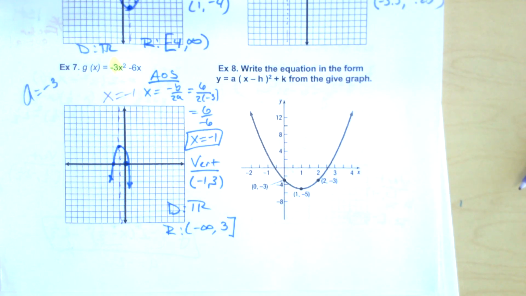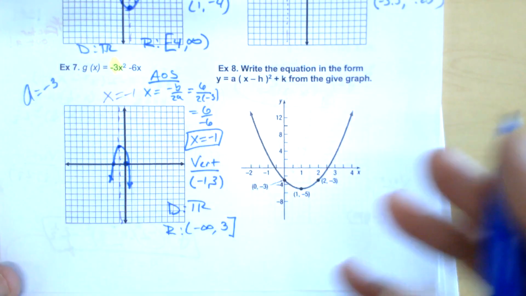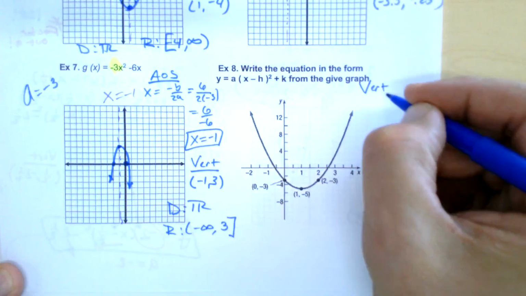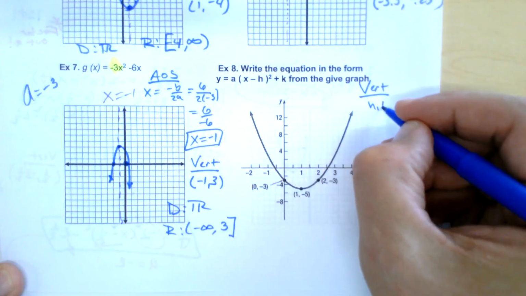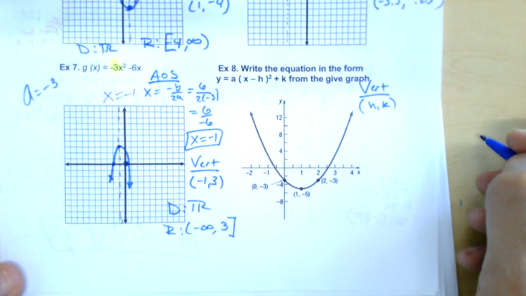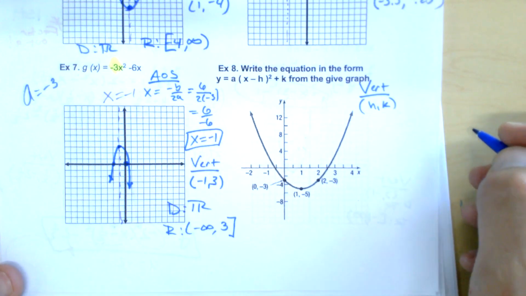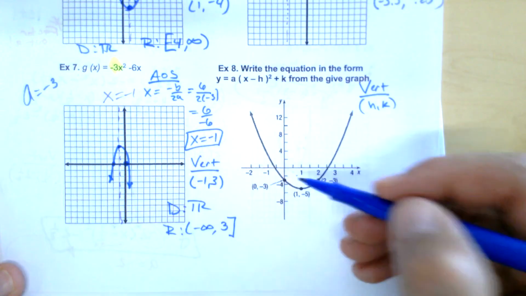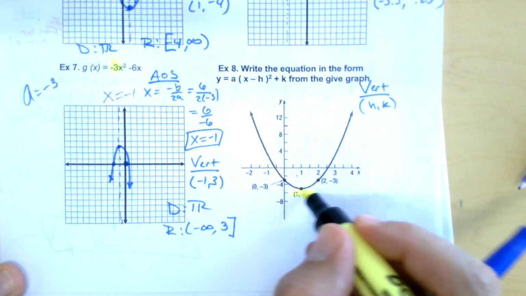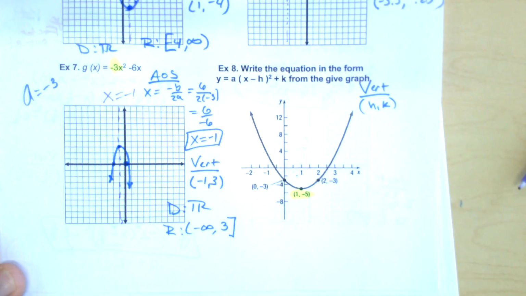All right, ladies and gentlemen, the last one we have for today. As we take a look, it says write the equation in the form y equals a times the quantity x minus h squared plus k from the given graph. So again, things that we need to know is we need to know our vertex, our h and k, and then we got to figure out the a value. Okay, the first thing I always do is find my h and k, and they always give you that vertex right here. Okay, so that's our h and k.